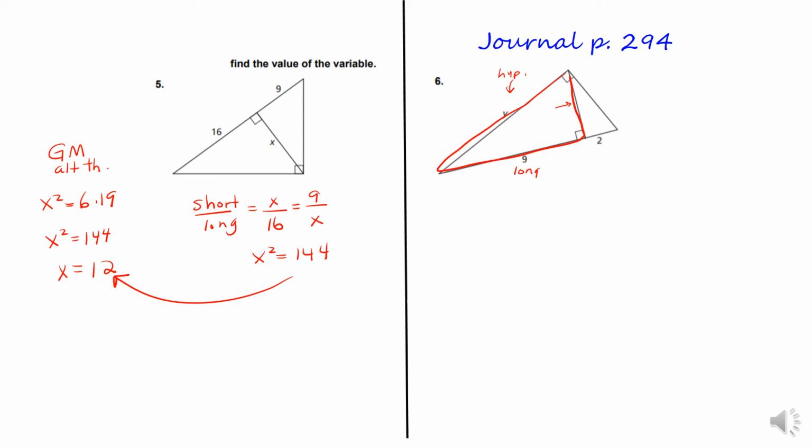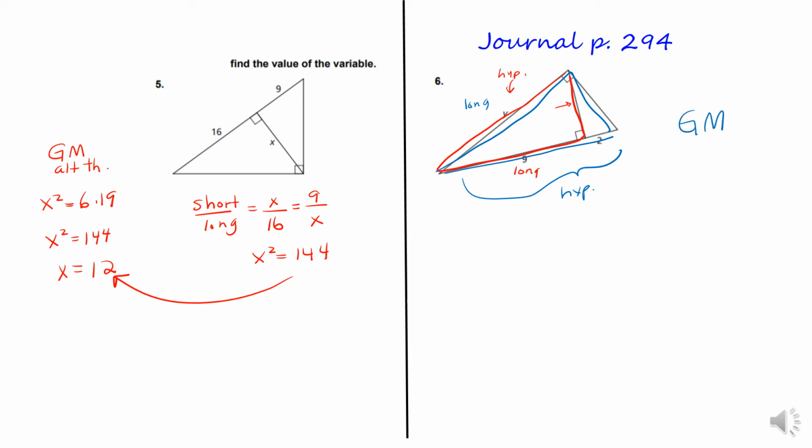And then for the biggest triangle, okay, the biggest triangle, y is the long leg, and this is your hypotenuse. So that's the information that I've been given. So I'm going to set it up. Well, we're going to do the geometric mean model.